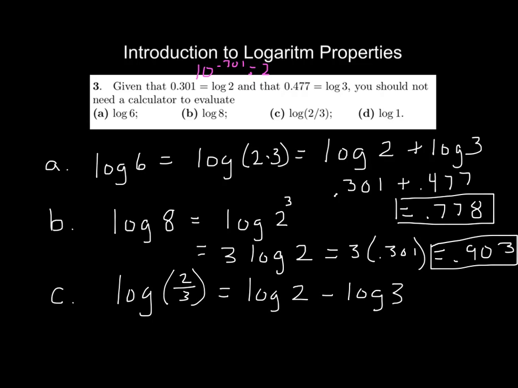So we're kind of discovering the properties. I'll talk about the properties here in a second, but that's what we're doing with them. Log 2 is 0.301 minus log 3, which is 0.477. We had the answer in the previous one, which is negative 0.176.